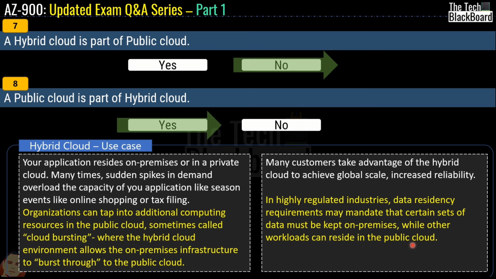So I hope this clears out when you can use hybrid cloud. So in case you want to extend your existing on-premises cloud or a private cloud, in these kind of scenarios, you can burst out to the public cloud. And this will make your cloud model as hybrid cloud because you still have your on-premises or private cloud while you are also extending your business to public cloud. And that's why it is called a hybrid cloud.